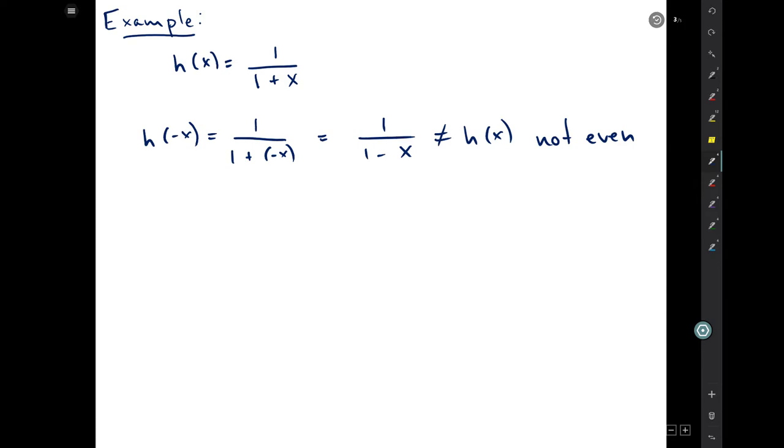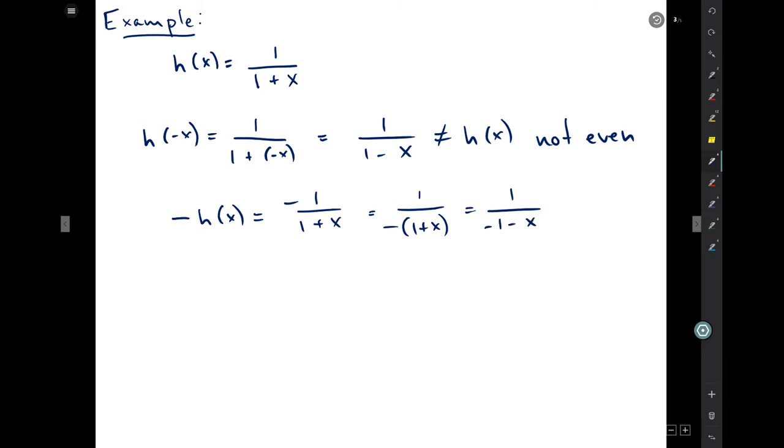If I look at what is negative the original function, there's a lot of different ways that I could write that, and so I really want to play around with that to see if that is what I have in h of minus x. So I could put the negative sign on the top, or I could put the negative sign on the bottom, and here I have to be careful because I'd have to distribute this. So this is minus 1 minus x.